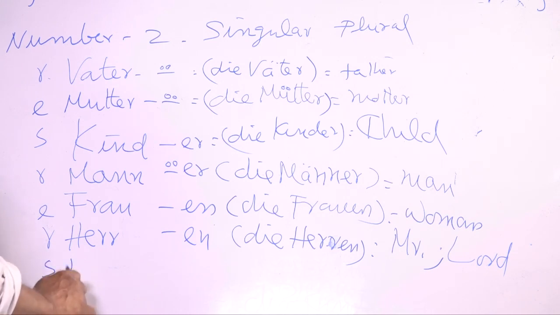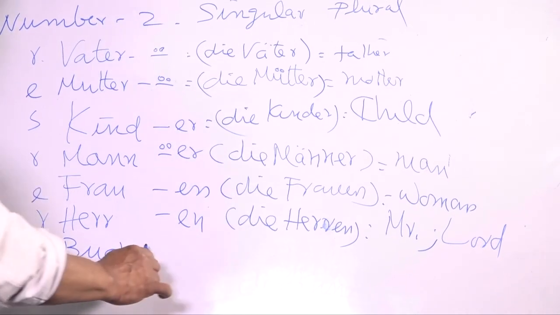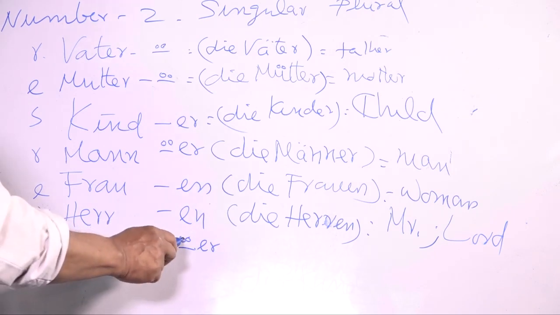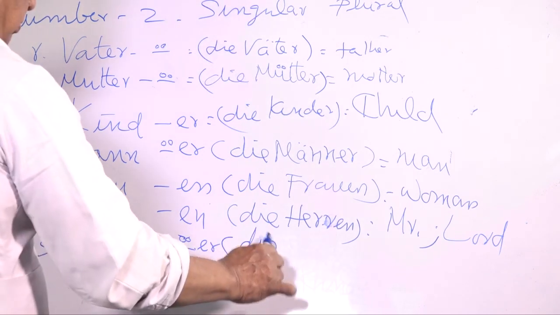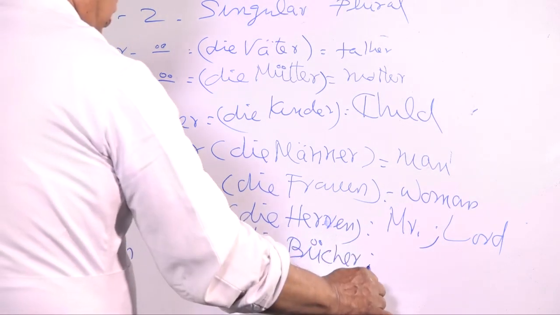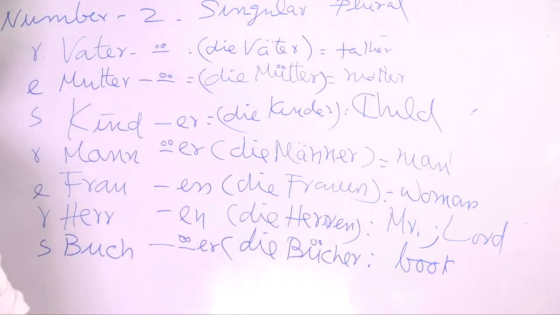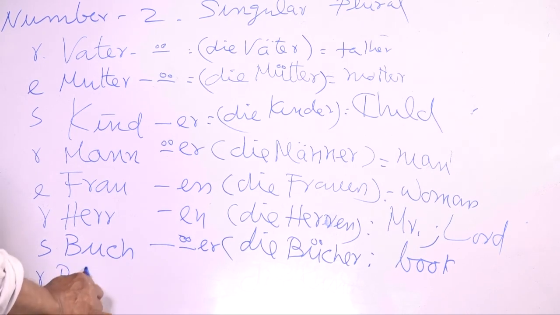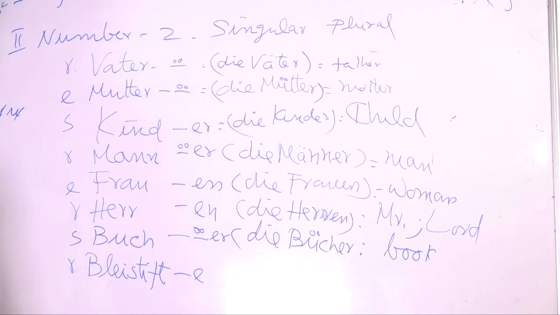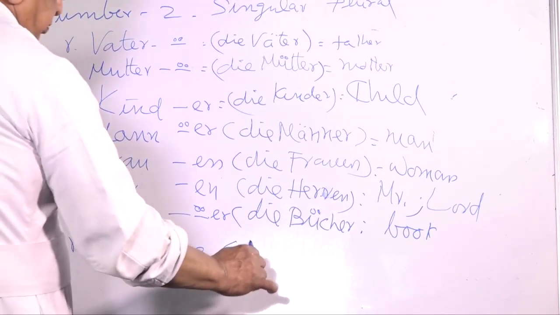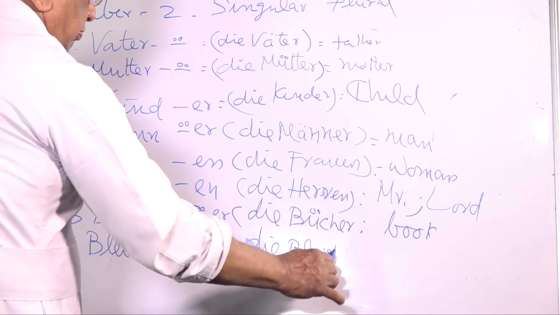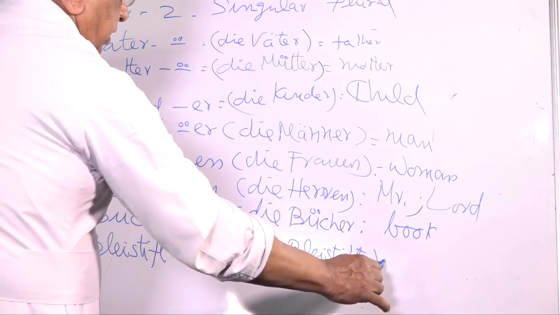Then das Buch, die Bücher. So the U has an umlaut, die Bücher. This book. Or der Bleistift. Bleistift is pencil. The plural is Bleistifte. That is pencil.